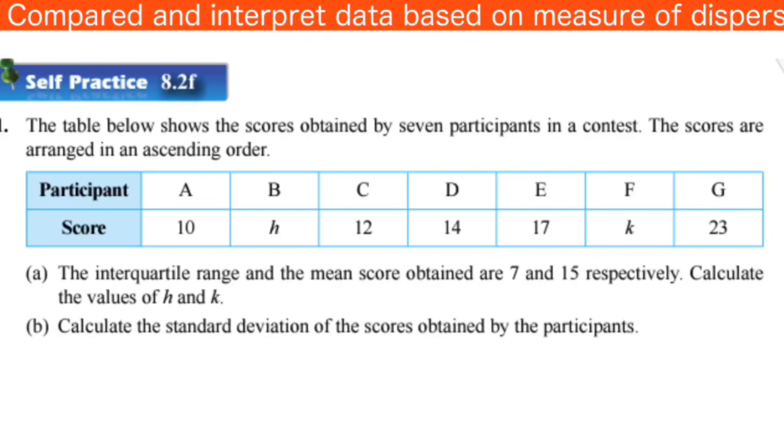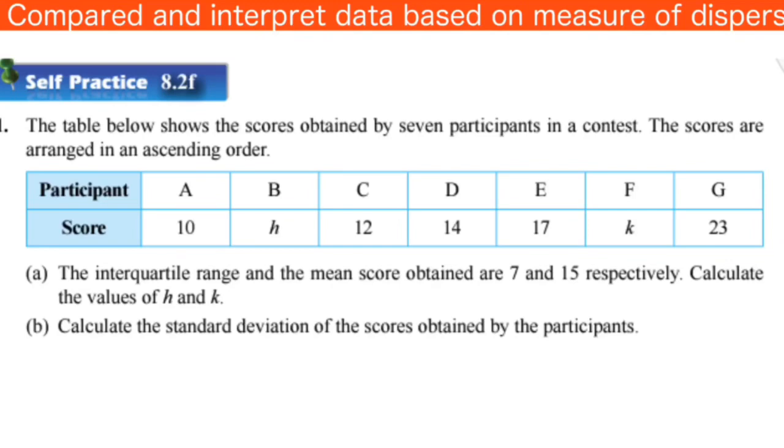Okay, for question number 1, the table below shows the scores obtained by 7 participants in a contest. So the scores are arranged in ascending order, with the participant A, B, C, D, E, F, G with the score 10, H, 12, 14, 17, K, 23. So find the interquartile range, and the mean score obtained are 7 and 15 respectively. Calculate the values of H and K. And then for part B, you have to calculate the standard deviation of scores obtained by the participants. So this is question number 1.